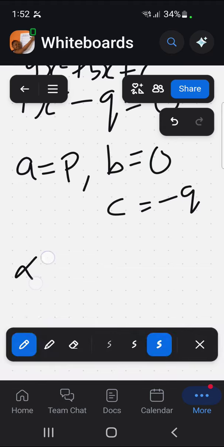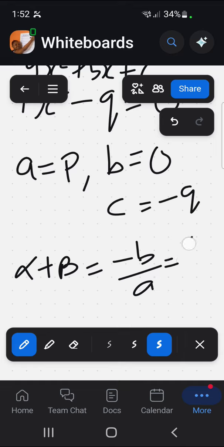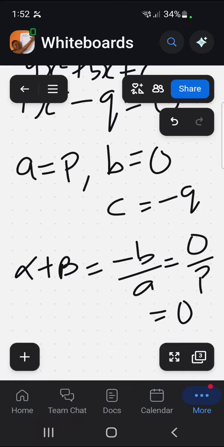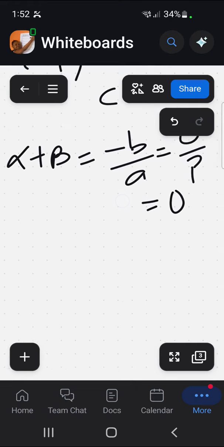Now, it's time for us to solve for the sum of roots. So the sum of roots is alpha plus beta, which is equal to minus b over a. And remember, b is 0, so minus 0, which is still 0, then over a, which is p. Now, 0 over p is 0. So the sum of the roots is 0.